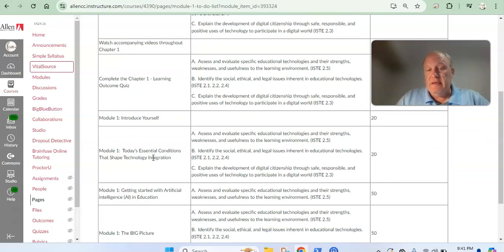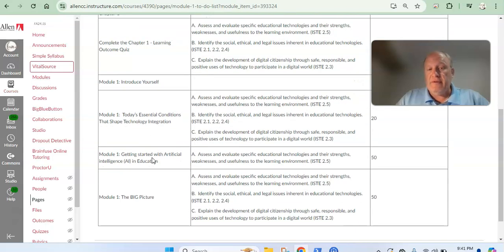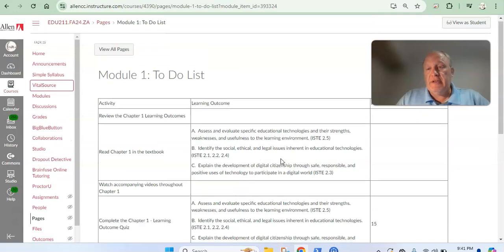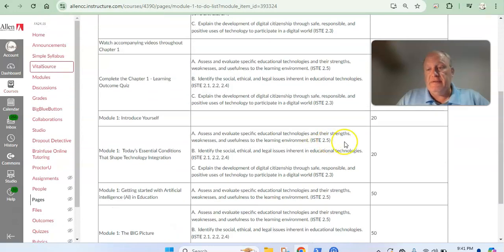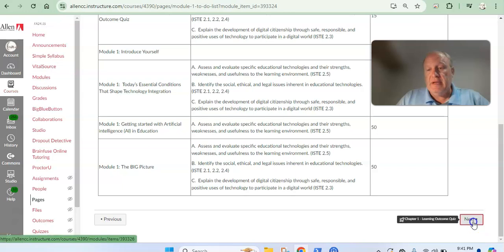You'll watch that. Then the last two pieces are an assignment. You'll work a little bit with AI. We'll use AI a lot in this course. And then you'll work on the big picture. So that's your to-do list. Make sure you take a look at that. It gives you what you need to get done. It gives you the points possible, things like that. Let's go next.